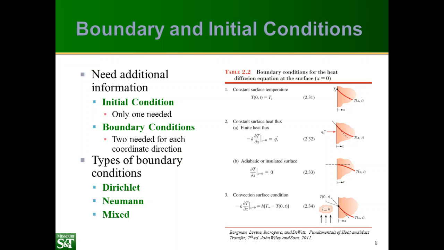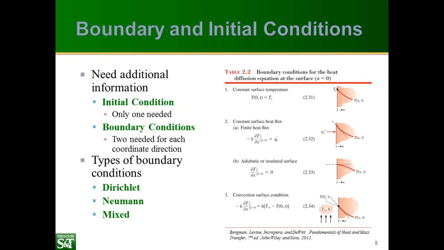We also need boundary and initial conditions for problems with the heat equation. So we need an initial condition, but we only need one because the problem is first order in time. However, we need 2 boundary conditions for each coordinate direction because of that second order derivative. So the initial condition specifies the condition at a particular time, and the boundary conditions specify the behaviors at the edges of the problem. Now there's 3 major types of boundary conditions.